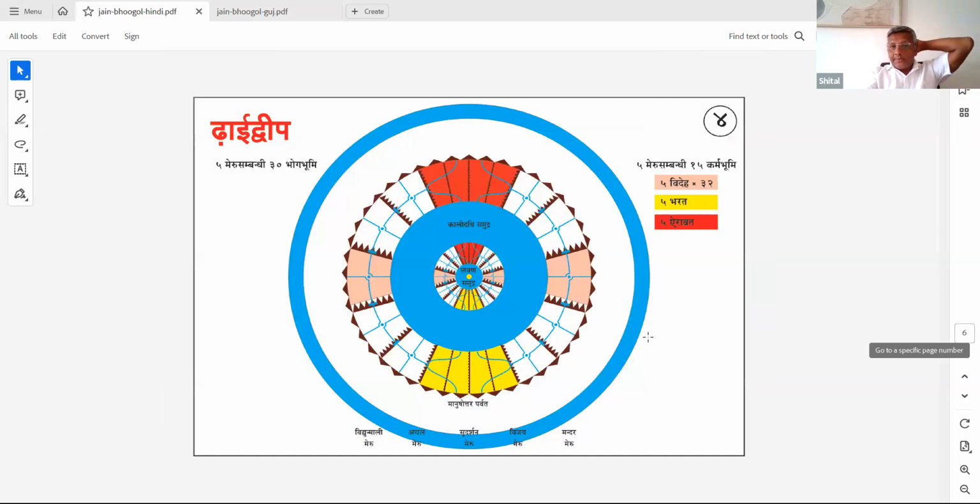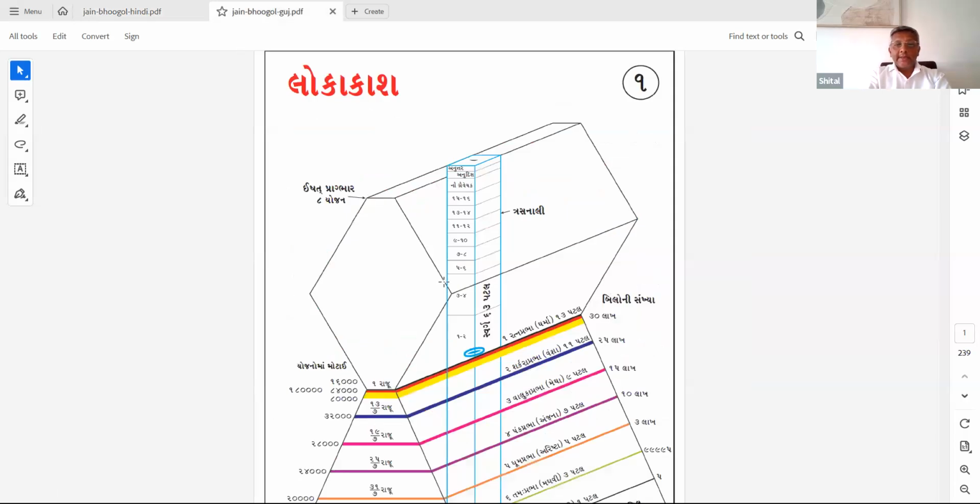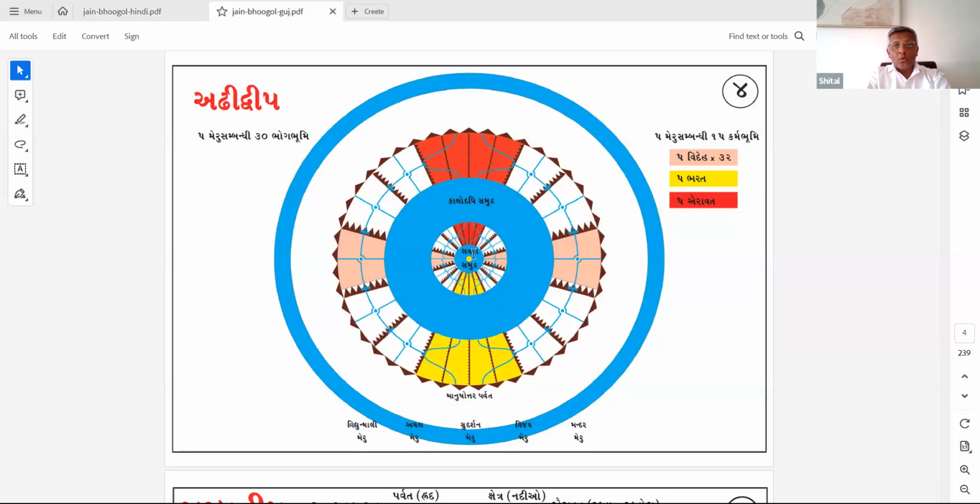So what we've seen is this Jambudweep. This is Jambudweep. So there are 5 Merus. Let's talk about the Merus first. You'll see a dot in the center, that's a Meru. This is Sudarshan Meru. This is Vijay Meru. This is Achal Meru. There's one Meru here, one here, one here, one here, and one here. This is Vidyunmali Meru.